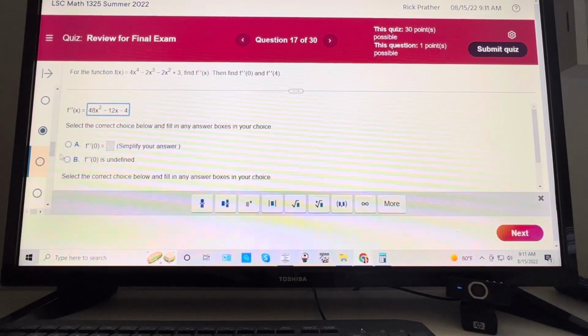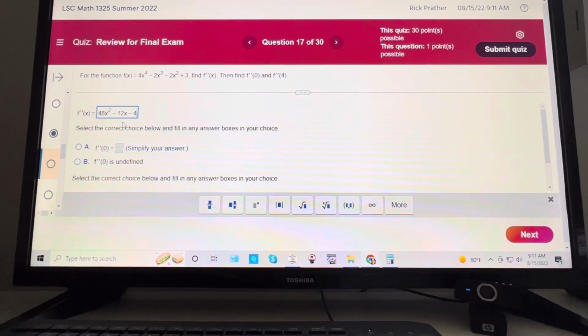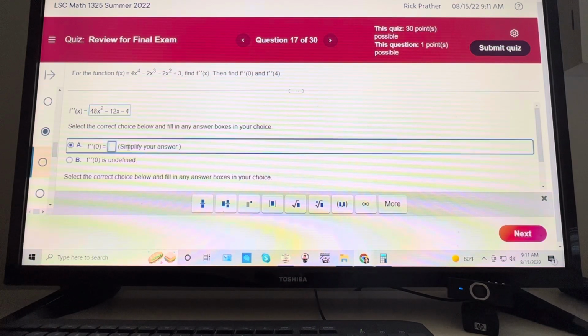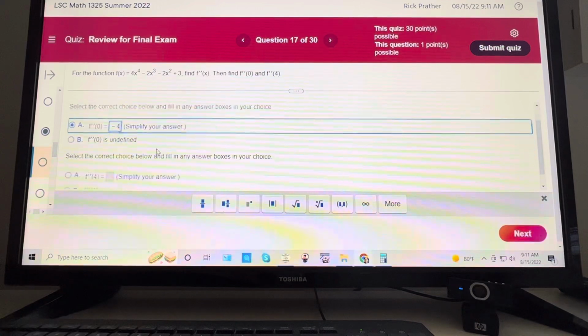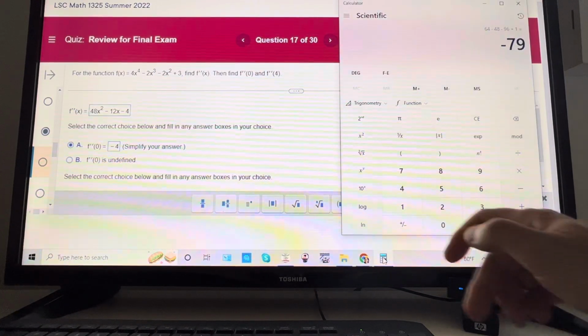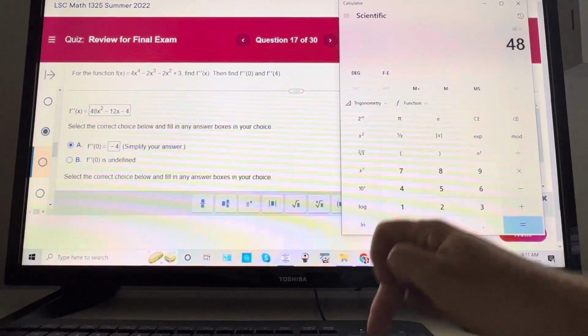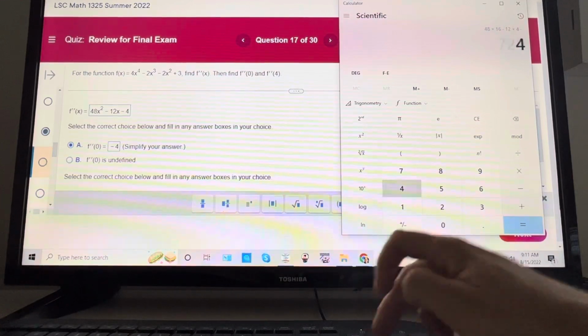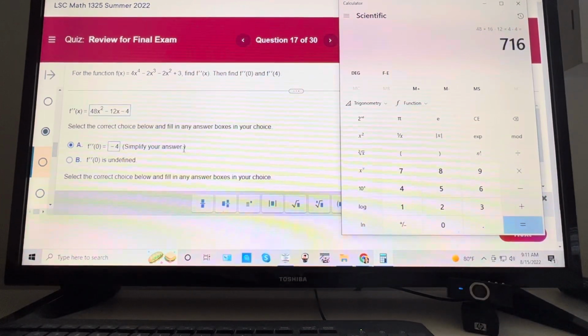Then you can plug numbers into that, because that would tell you where the original graph is concave up or concave down, or if you get 0 for it, then you could possibly have an inflection point there. So 0 into this is easy because everything goes away except for the negative 4. Plug 4 in, I would need to do 48 times 4 squared. 4 squared is 16, so 48 times 16 minus 12 times 4 minus 4. 716.